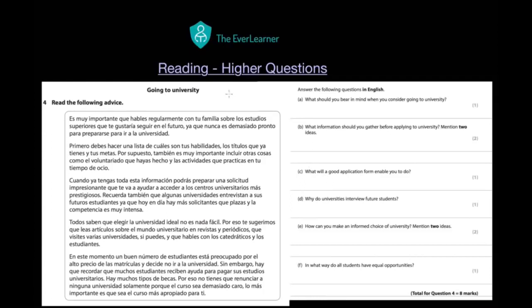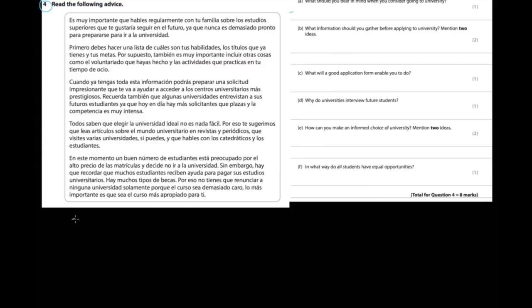Question four is typically one of those questions where you've got a pretty long text, and you have to write your own answers. There's no multiple choice. So what things are important to bear in mind in this type of question? First of all, make sure that you read the text carefully and that you read the questions, we know that.